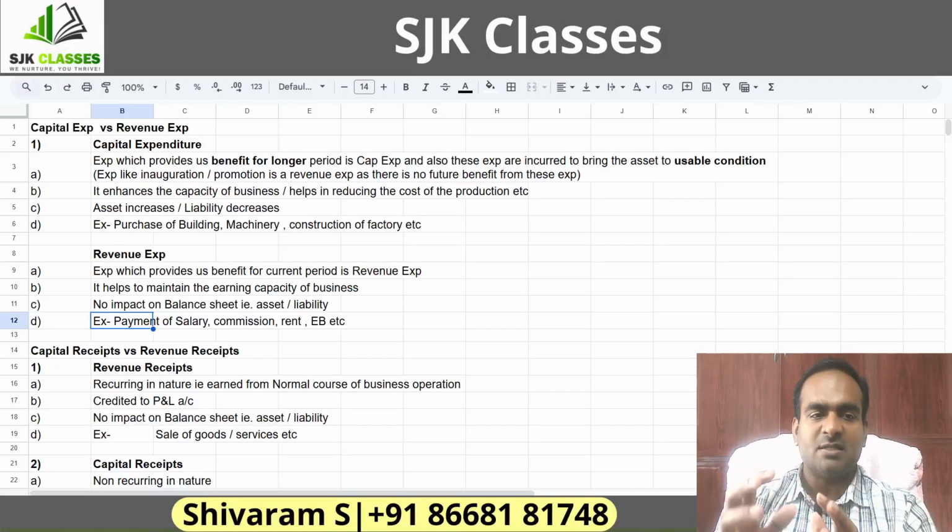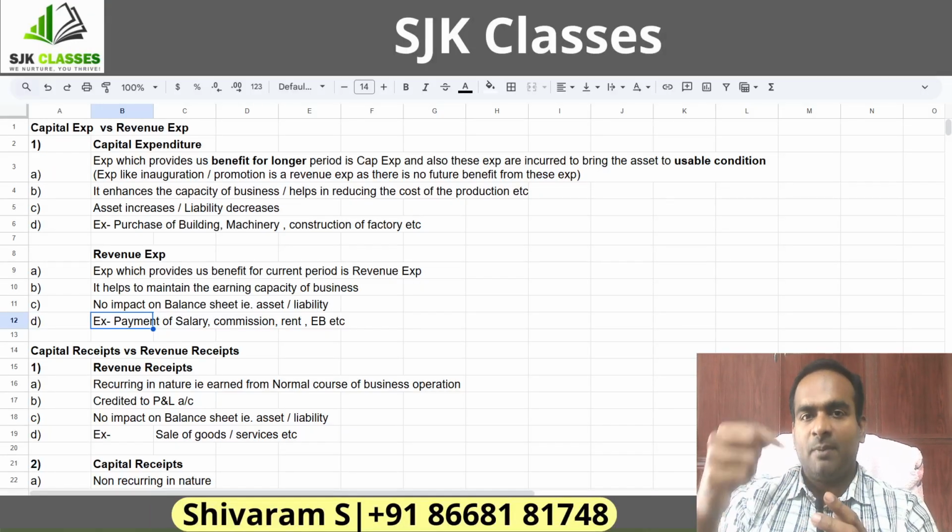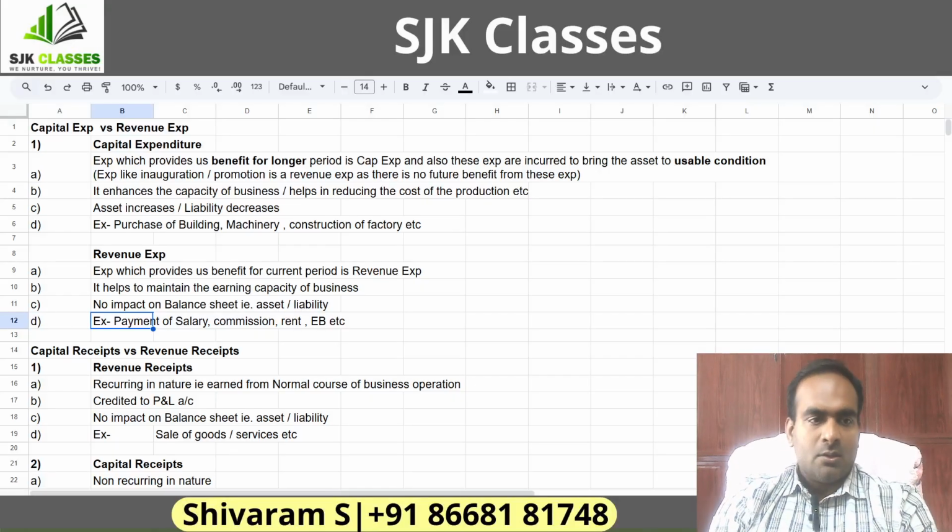All these things will be classified as revenue expense because these have to be incurred every year. And one more point which you can add is generally these expenditures will be of recurring nature. Revenue expenditures will be of recurring nature. You can look at this example itself, salary, commission, EB, rent, all these things will be incurred year after year. So this is the concept of revenue expenditure.